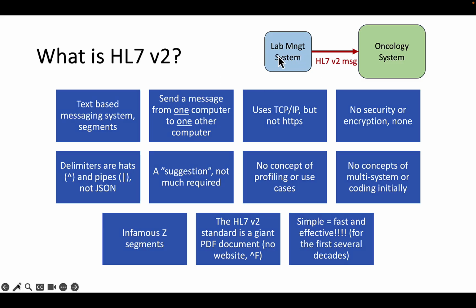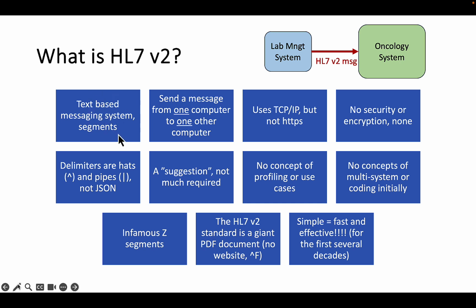HL7 version 2, when it was started, was intended to go from one system, perhaps a lab management system, where we're going to look at CBC results, and send one message to one other system, an oncology system perhaps. This message didn't really matter too much because it was inside of an intranet and you could change it. So this system would define what it was going to send, and this system would define what it was going to receive. HL7 version 2 is a text-based messaging system.